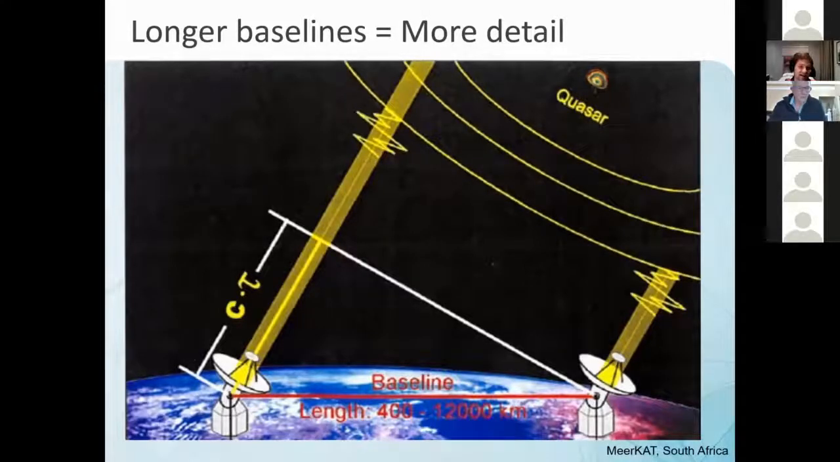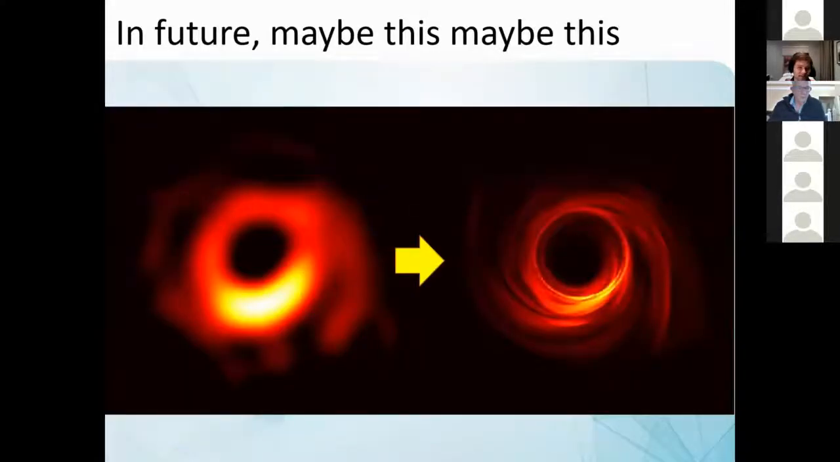And so they took telescopes all across the surface of the world, and they combined the signals together, and they were able to tease out this photograph of the black hole that you see here on the left. But if they had telescopes that were even further apart from each other, one might have been able to see even more details.